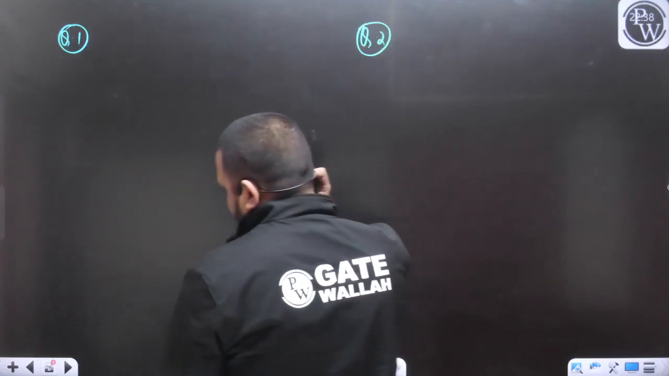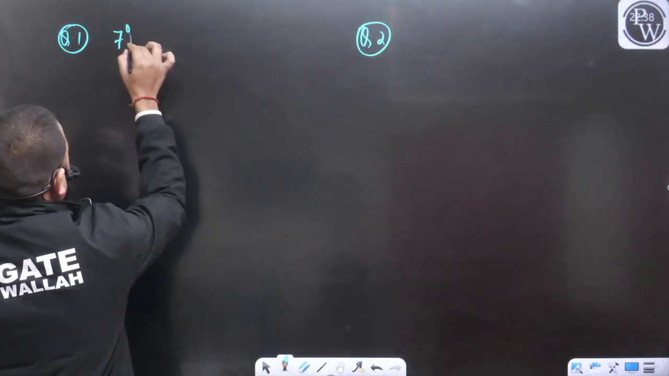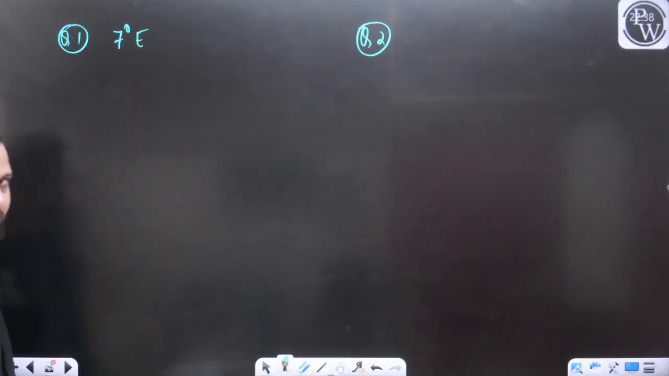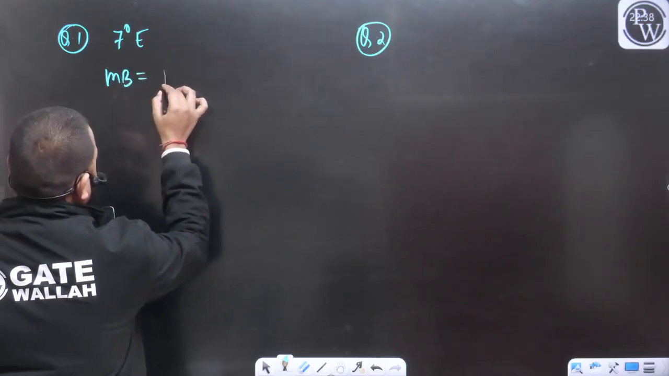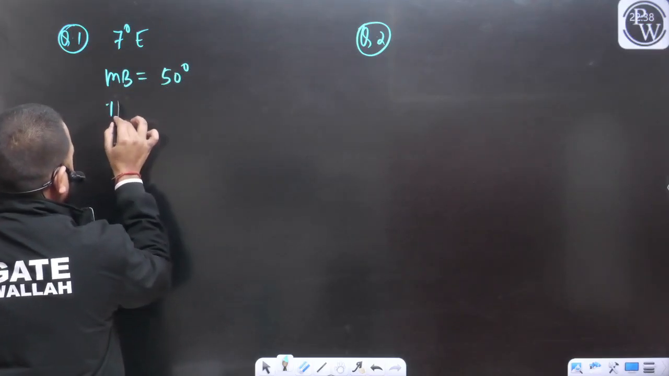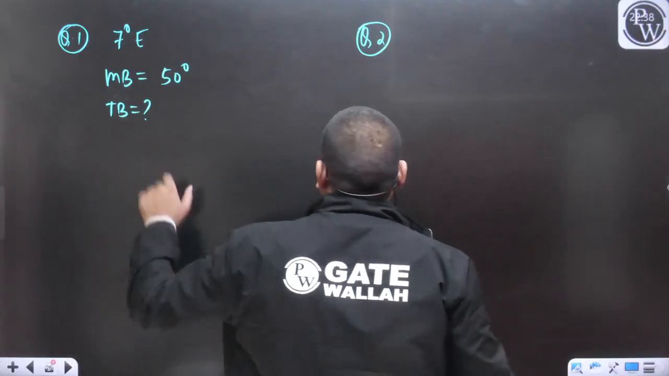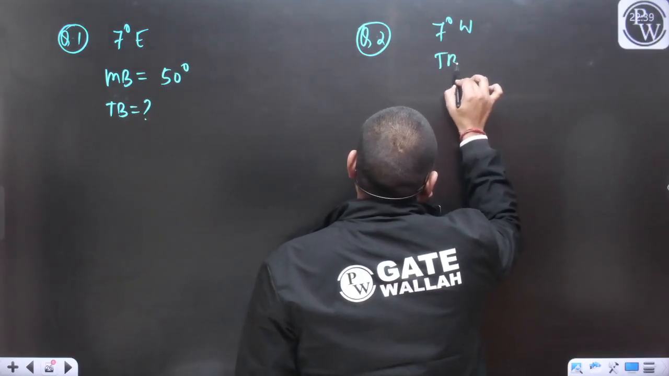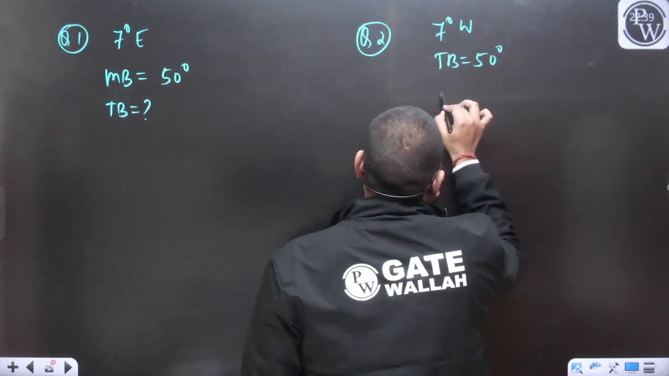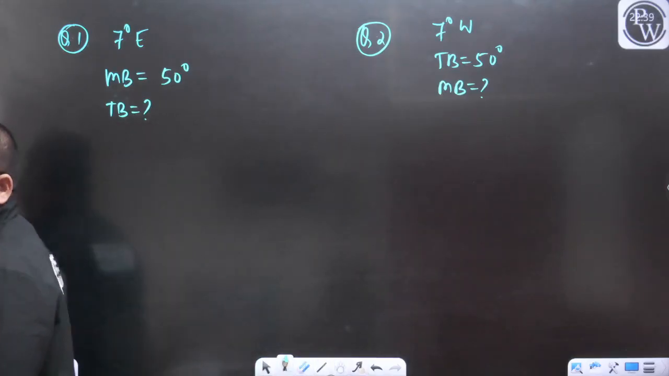In the question they have provided, at any place the declination was 7 degree east. The magnetic bearing of any line is measured as 50 degree. So what will be the true bearing of that same line? This is your question number 1. At any place the declination is 7 degree west. The true bearing of the line was 50 degree. What will be the magnetic bearing of that line?